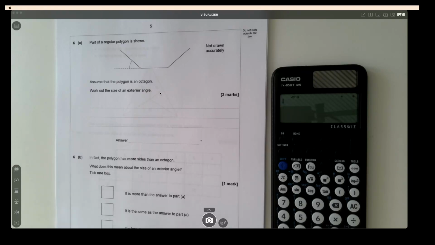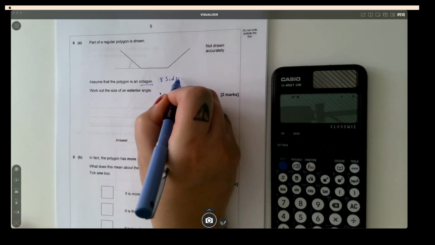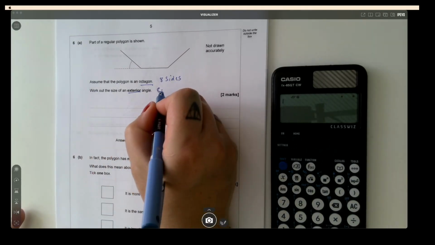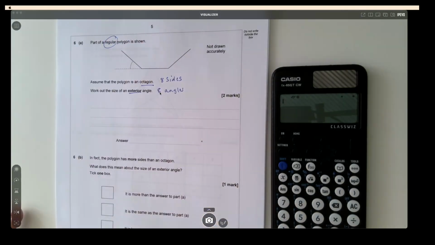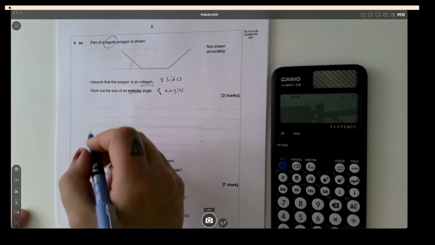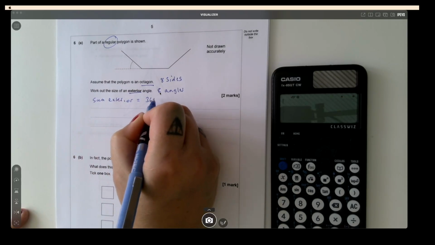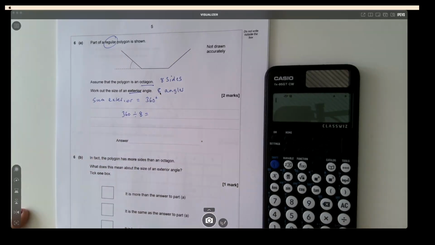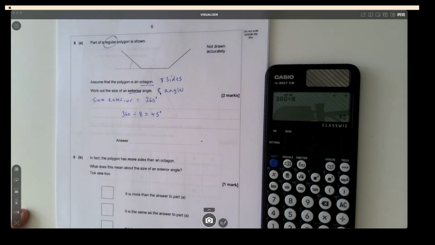Question 6a. Part of a regular polygon is shown. Assume that the polygon is an octagon. Okay, so that's 8 sides. Work out the size of an exterior angle. So there are 8 exterior angles. So we've got 8 sides, 8 exterior angles. It's a regular polygon, so I'm expecting all those angles to be the same. Now, the sum of exterior angles is 360 degrees. So if I do 360 divided by the number of sides, that tells me that each of those exterior angles should be 45 degrees. I'm going to pop that on my answer line.